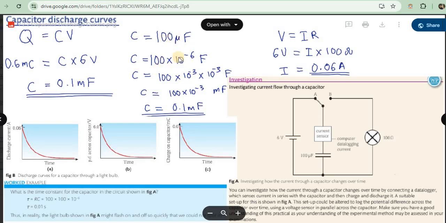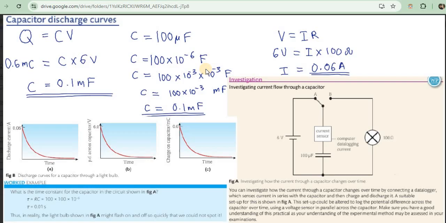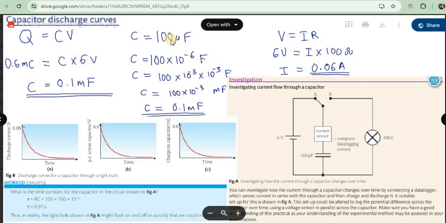Okay, so 100 micro. By the way, learning this will also help you to convert between units. So let's go through this. Now look at the way I'm going to convert this. 100 microfarad. Micro is a metric prefix which has a numerical value of 10 to the power minus 6. So I can substitute for micro 10 to the power minus 6.